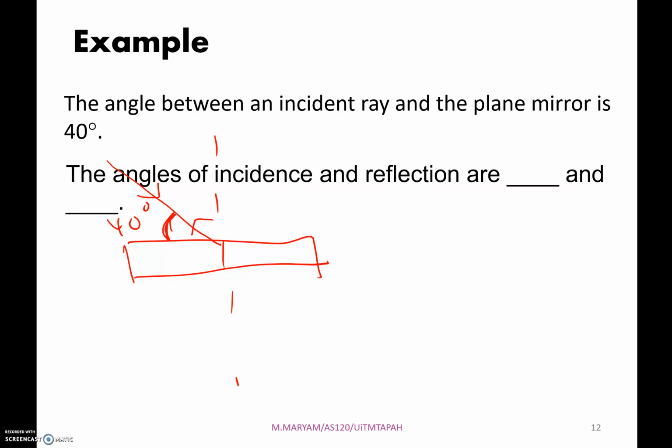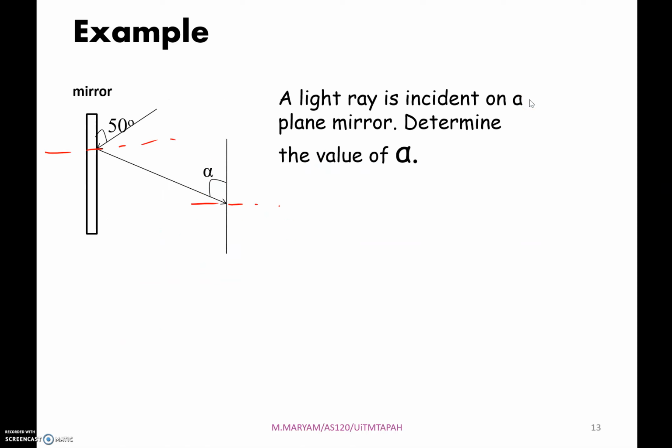What will be the incident angle as well as the reflected angle? Of course, you know this is 90 degrees, so you can minus 90 with 40 and be left with 50 degrees. And according to the law of reflection, the incident angle must also be equivalent to the reflected angle. Therefore, the reflected angle will also be 50 degrees. Let's go to the next example.